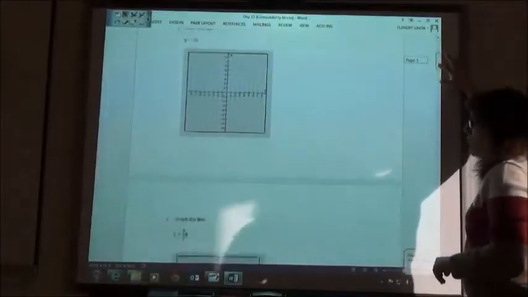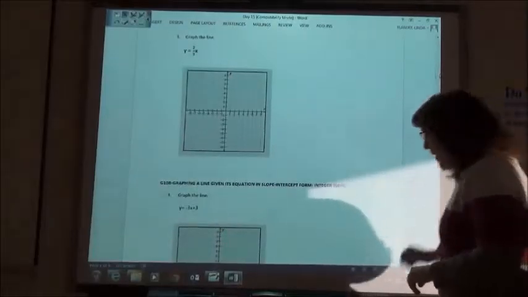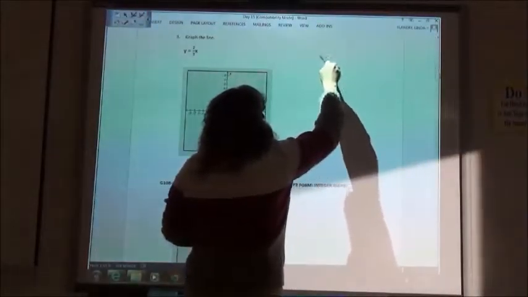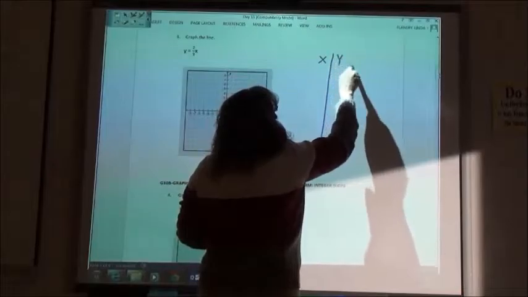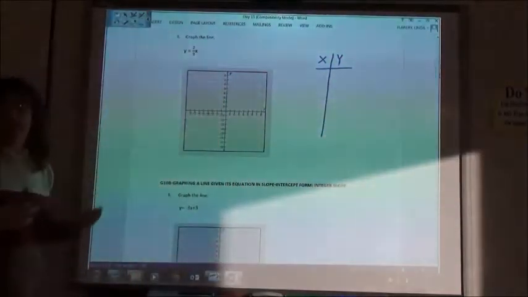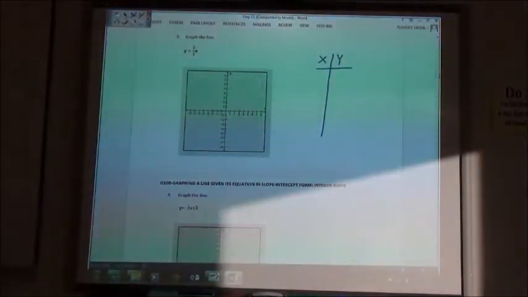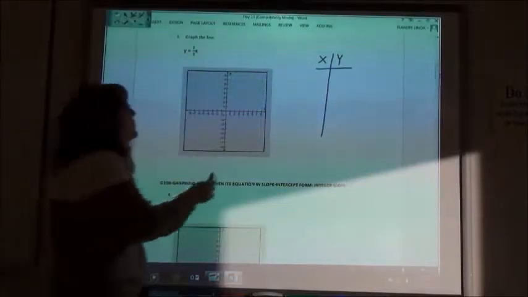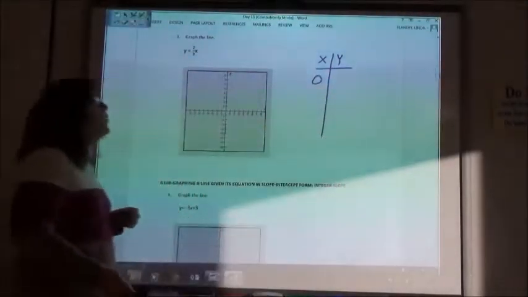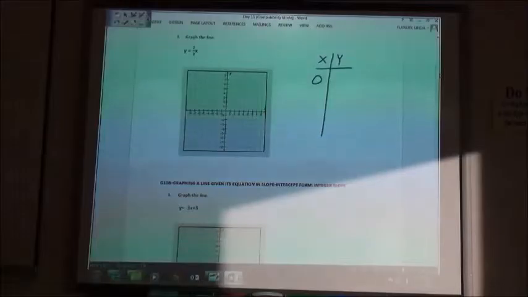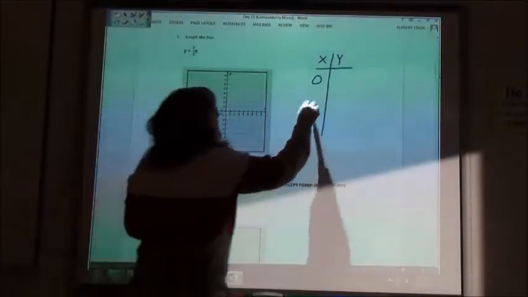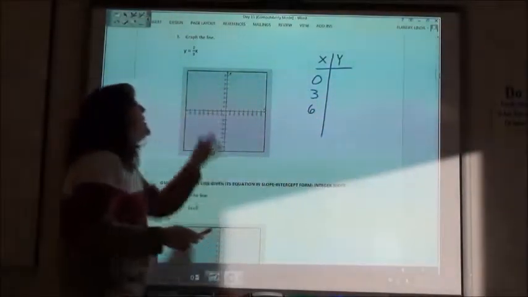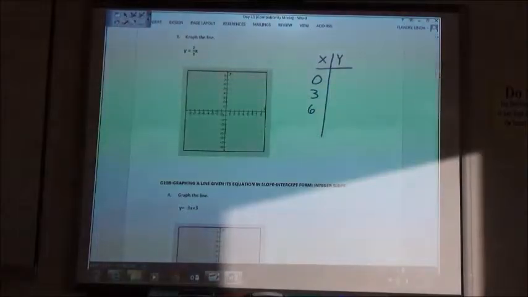Sometimes you will have ones with fractions, like on number 3. So when I'm making my table, I want to be more careful at what values I pick to put in there. I'm going to use 0 because 0 is easy to use. But then what I want to do is use multiples of my denominator because that way I can eliminate the fraction. So my denominator is 3. I would want to use values like 3 and 6 because then they'll come out to nice whole number answers and I won't have fractions that I have to worry about.